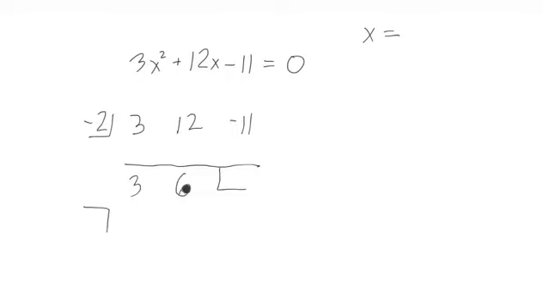We say -2 times 6. We put the result here, which is -12, and then we add. We're going to get -23. Okay, so then what we do is we take this -23, just like we said 6 divided by 3 and change the sign, we're going to say -23 divided by 3 and change the sign. So we're going to end up getting 23 thirds. All right, so what is x equal to? -2 plus or minus the square root of 23 thirds.